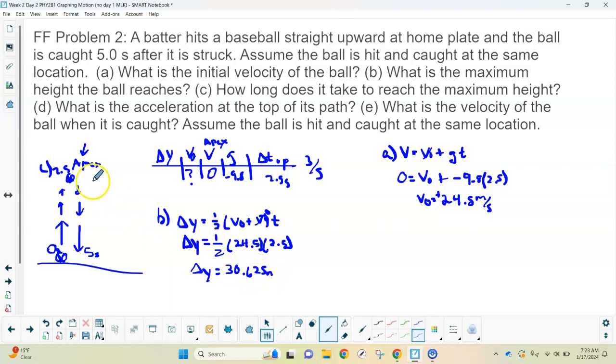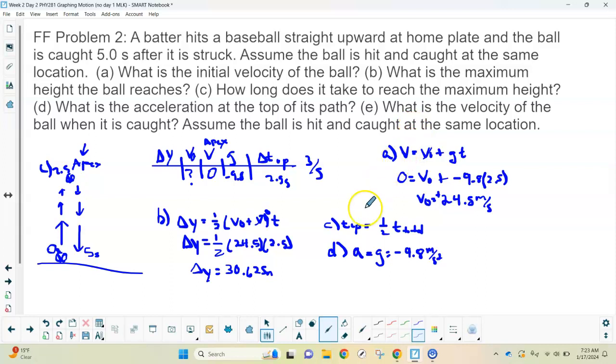meters. We've already said C, the answer is 2.5 seconds because it's the time up, which is equal to half of the total. So we did that already. D, what's the acceleration at the top of the path? Acceleration is equal to what in free fall? Gravity. It's kind of a trick question. This question gets asked a lot. It will probably get asked on your test, so make sure that you pay attention to questions that ask about the accelerations in free fall. If it's on the Earth, it's negative 9.8 meters per second squared.